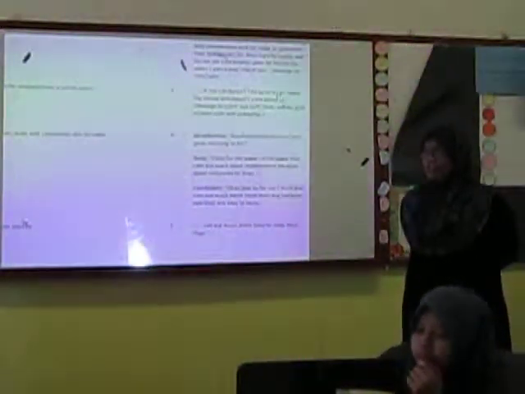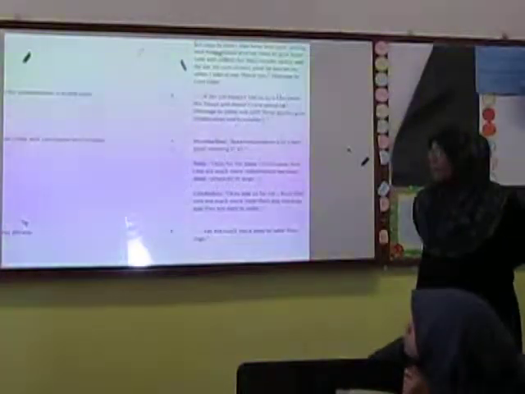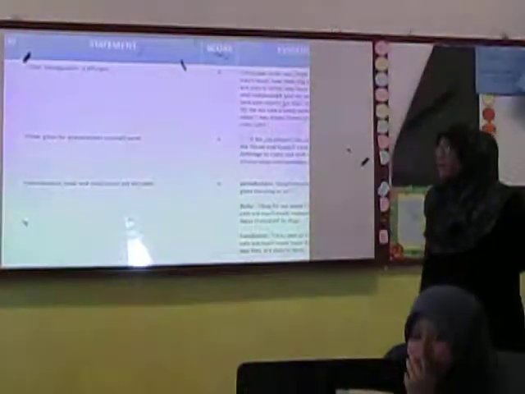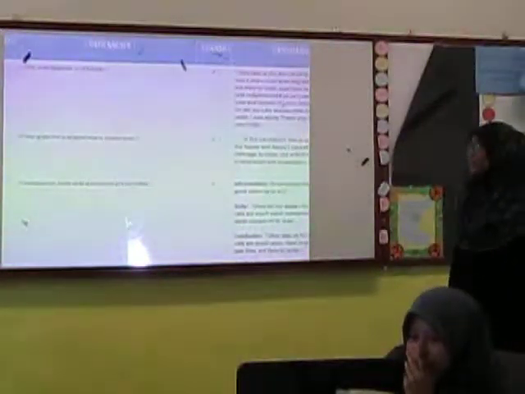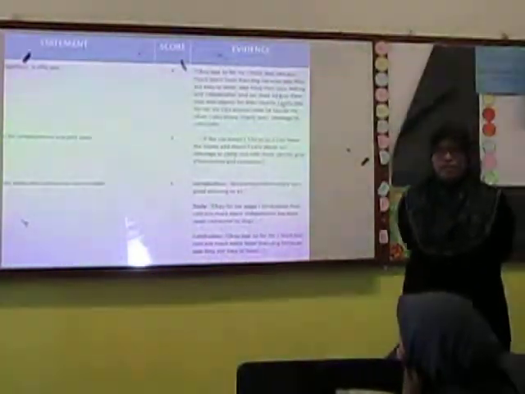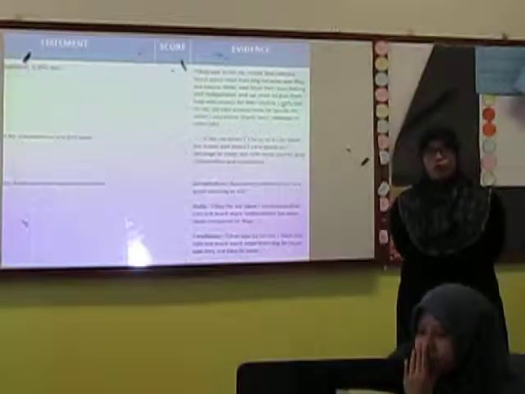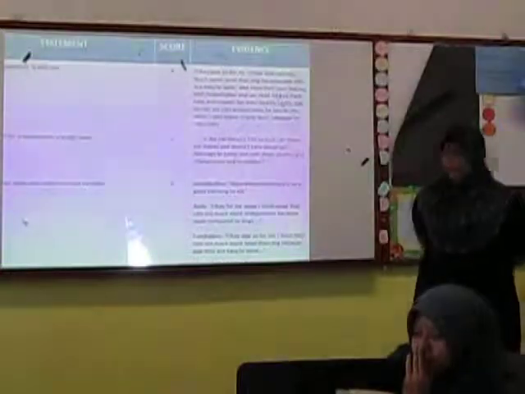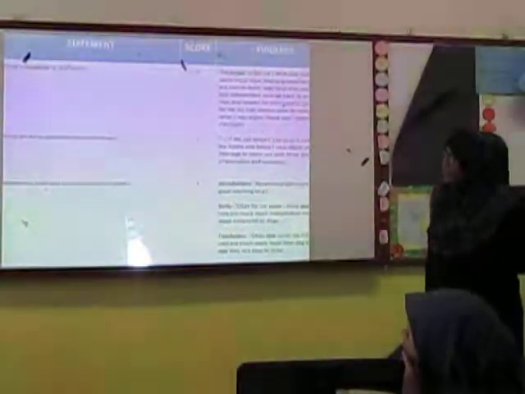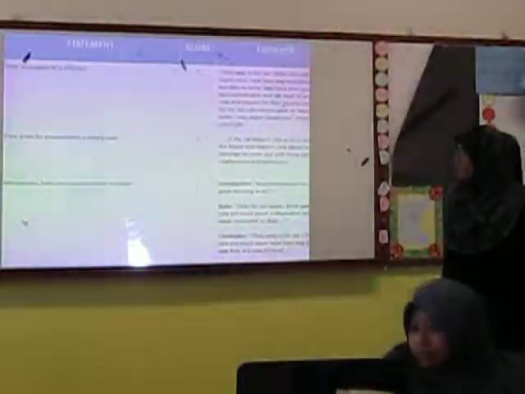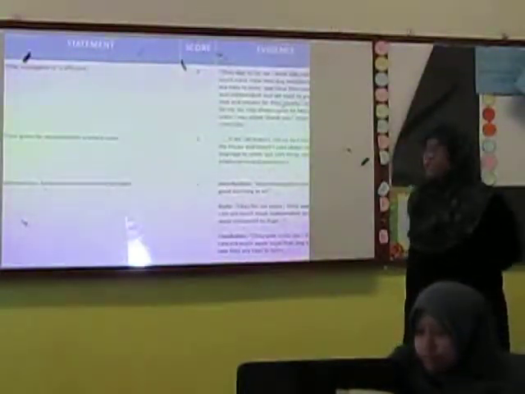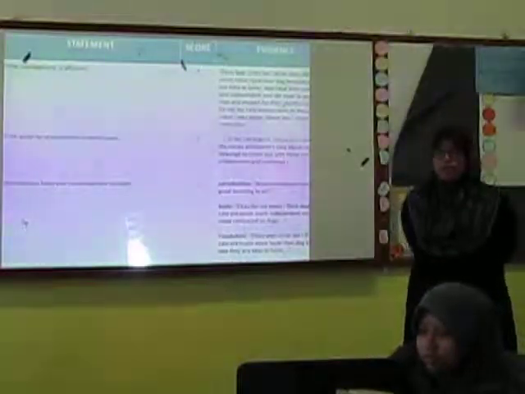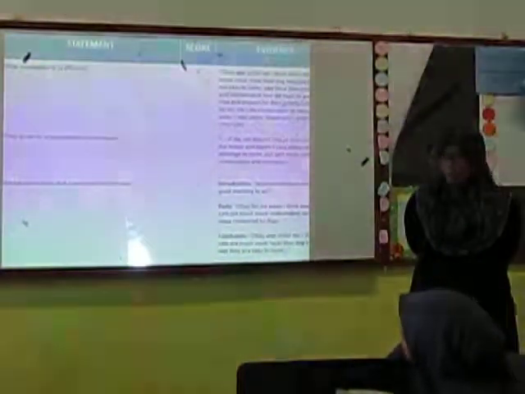Okay, the last criteria is strategy. The first statement is time management is efficient. The score given is 4 because he managed to manage his time even for stating his points and managed to conclude at the same time. The second one is time given for preparation is wisely used, because he used the time to think of 3 points that are suitable to the topic given.